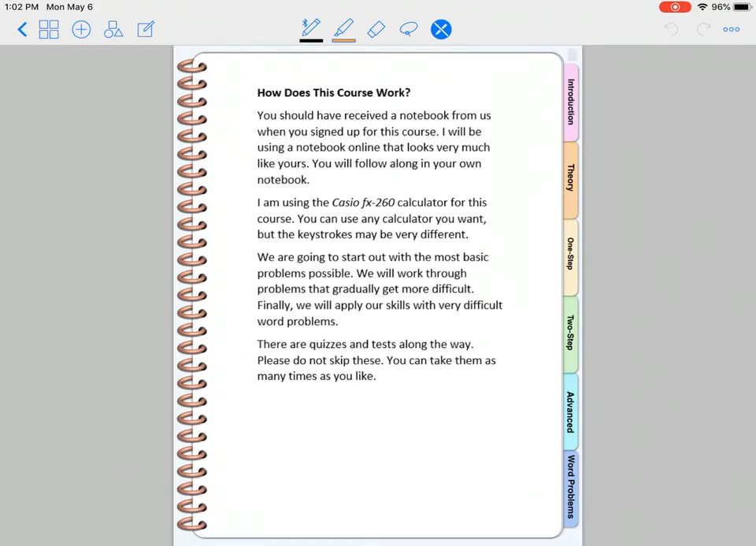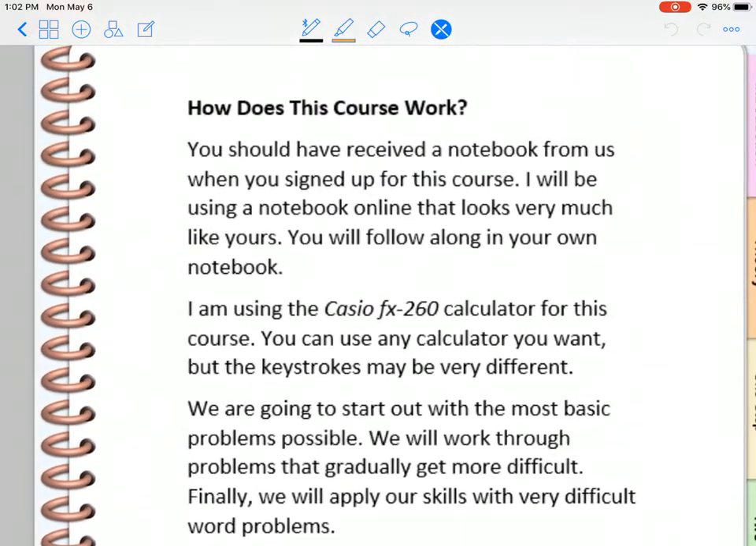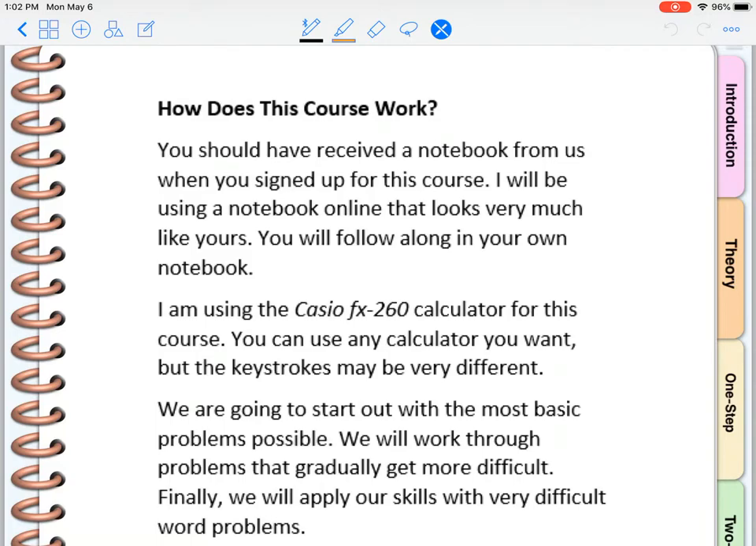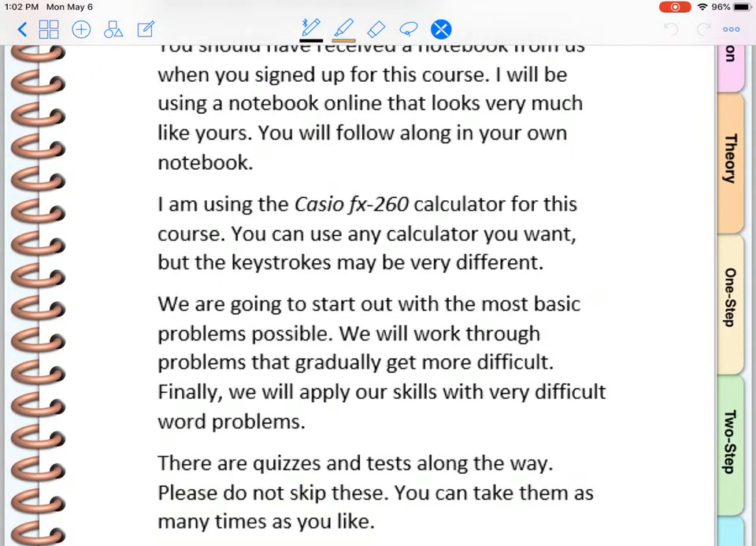So how does this course work? You should have received a notebook from us when you signed up for this course, and it will look very much like the one you see on my screen right now. I will be using a notebook that looks like yours so that you can follow along in your own notebook. I'm using the Casio FX260 calculator for this course. You can use any calculator you want, but the keystrokes may be very different. Also, the Casio is what will be available to you at the HiSET exam. So I encourage you to please get familiar with the Casio.